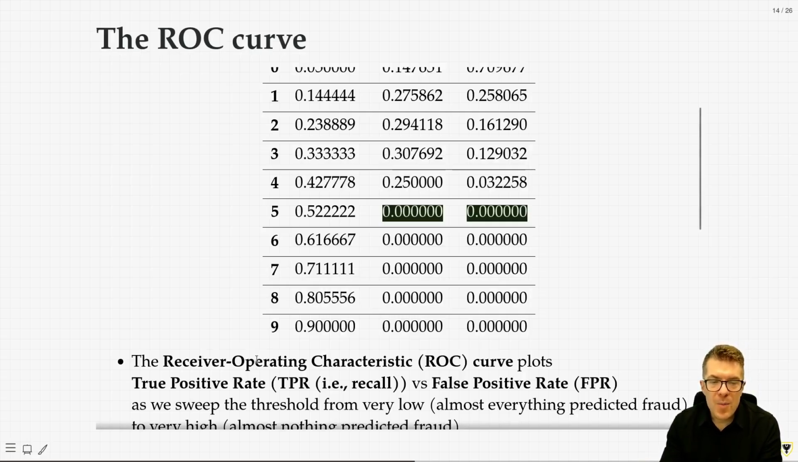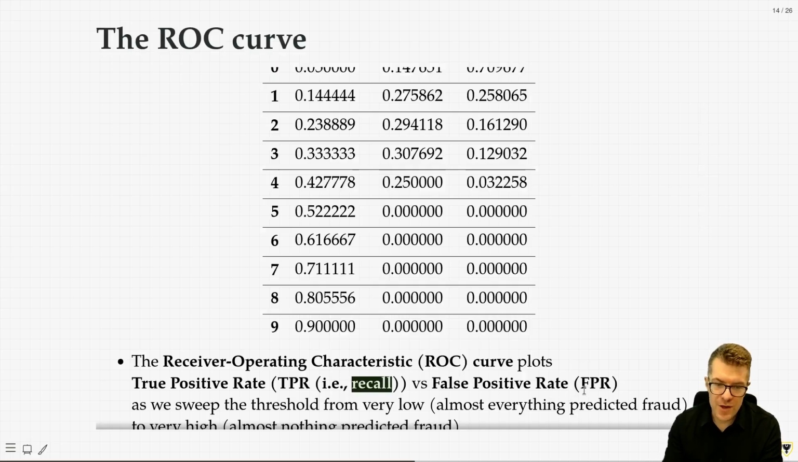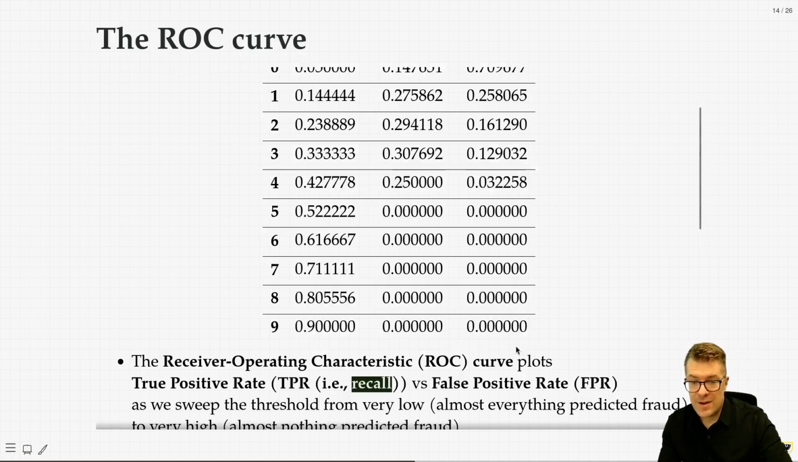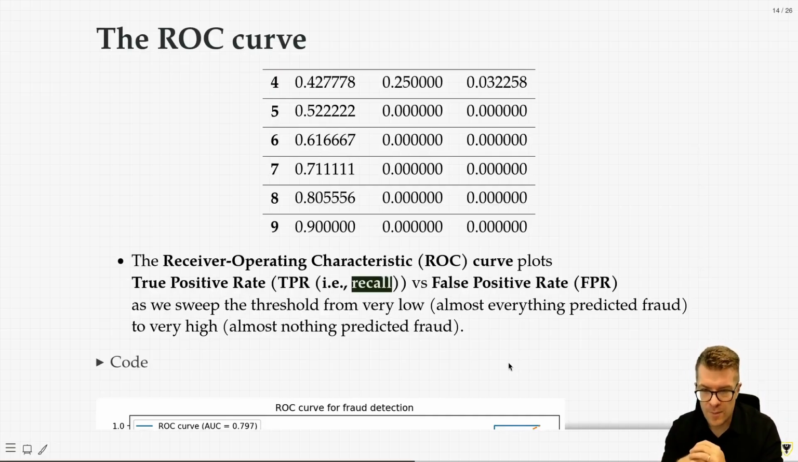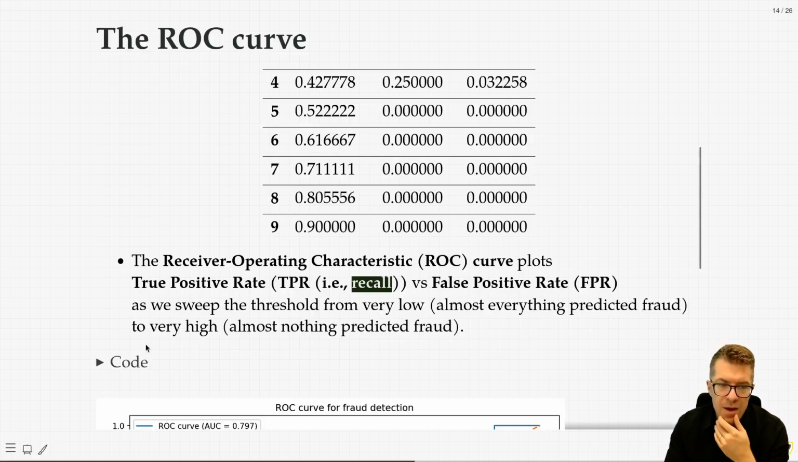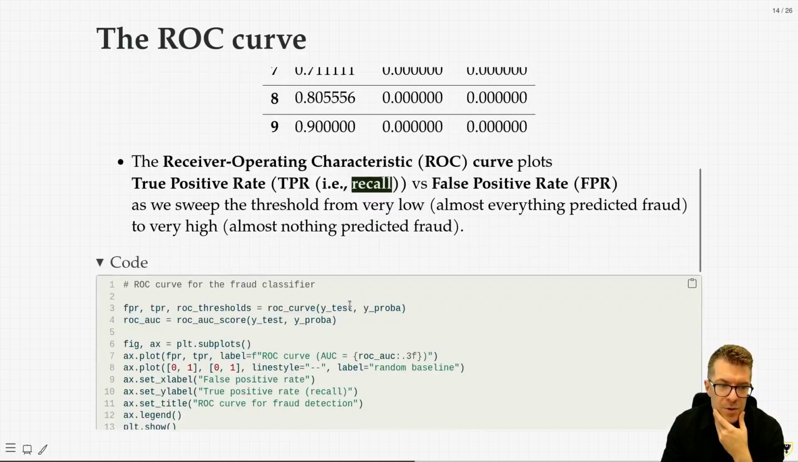The receiver operating characteristic, or ROC curve, will plot the true positive rate, or recall, against the false positive rate, or FPR, as we sweep this threshold from very low values, where almost everything is going to be predicted fraud, to very high, where almost nothing is predicted fraud, right? You have to be extremely confident that something is fraud in order to overcome a very high threshold. And here's the code to compute it.